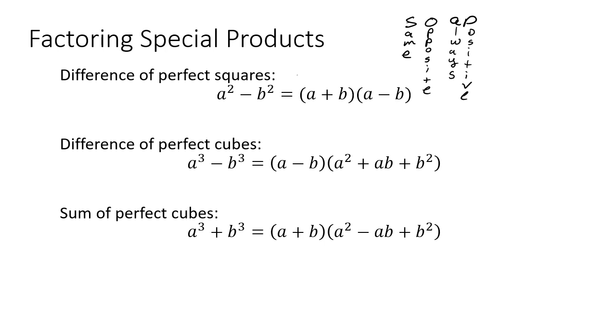Now you will notice that there is no formula for a squared plus b squared here, and that's because a sum of perfect squares doesn't factor.